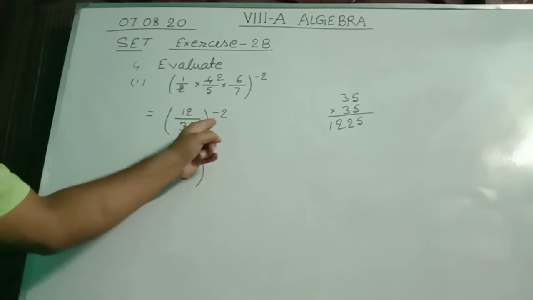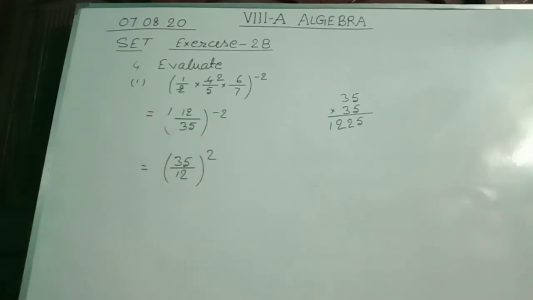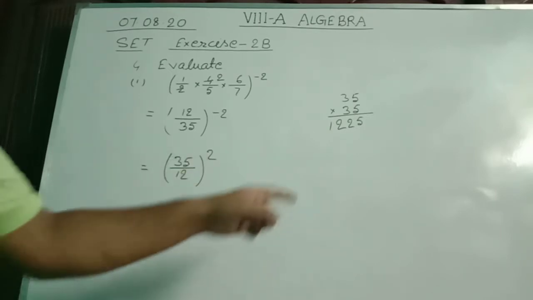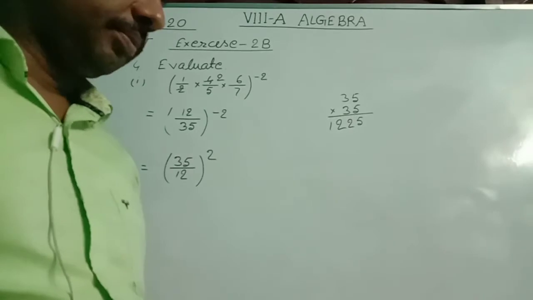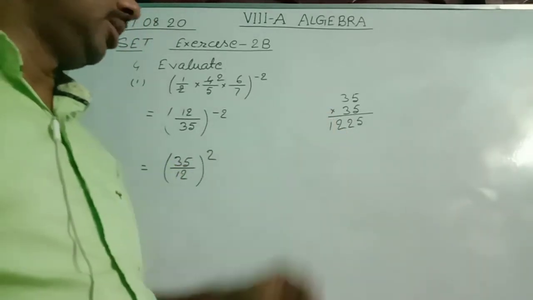To change that into the positive index, we will write the reciprocal of this fraction, that became 35 by 12, whole square. 35 into 35. There is a little shortcut process I want to explain in this multiplication.